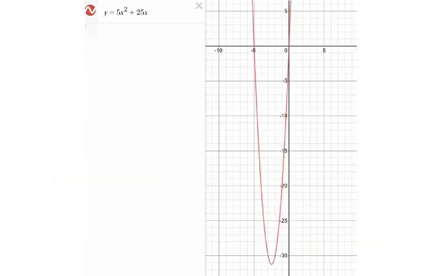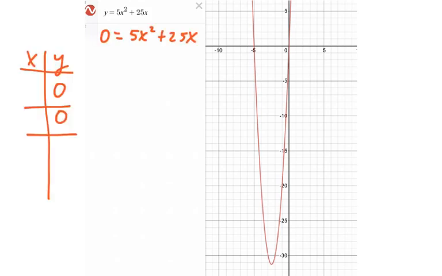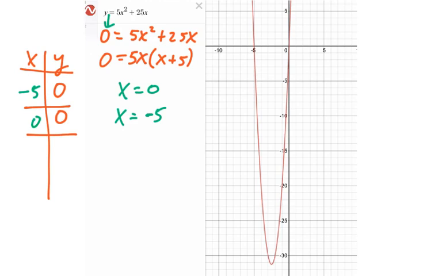Here's another similar problem. If we substitute 0 in for y here, and we're asked to solve it, we're now trying to figure out the x values that go with it. So in this case, we would factor a greatest common factor of 5x, and then we would have x plus 5. And really what we'd be finding here is that x equals 0 and x equals -5. So when y was 0, these were the values for x that made it true. So taking that to the table, we have these 2 points.